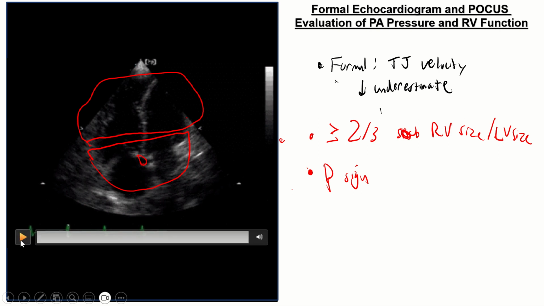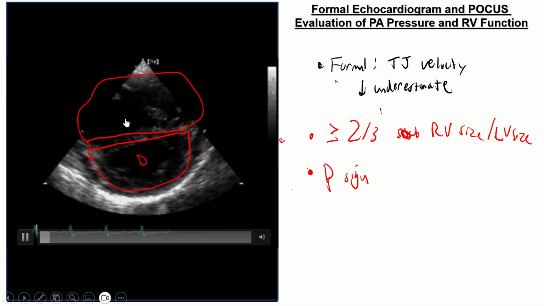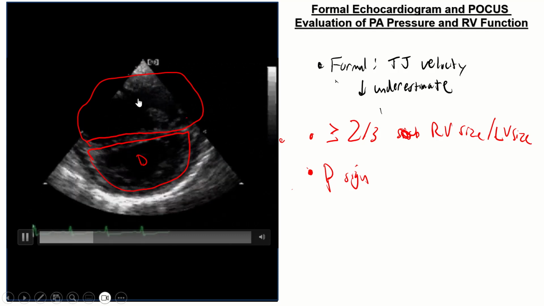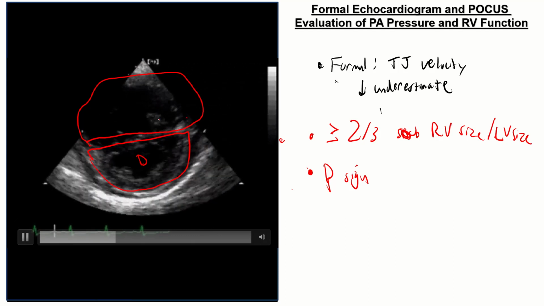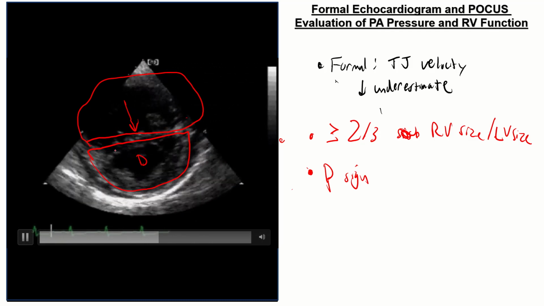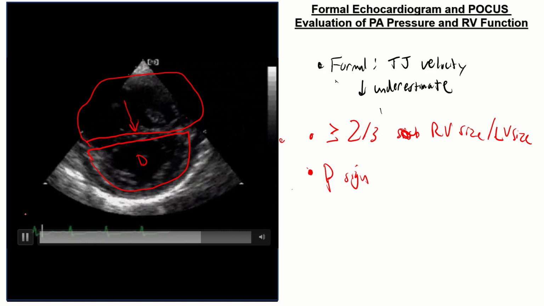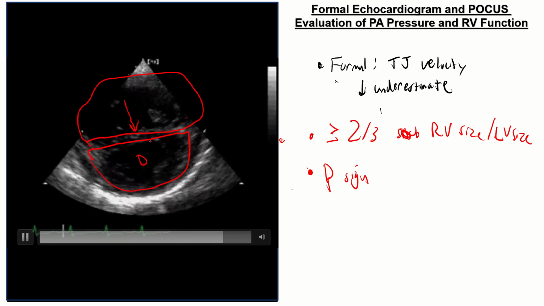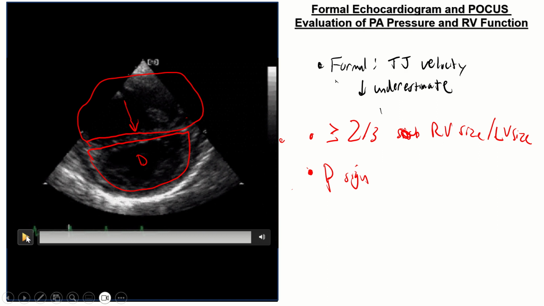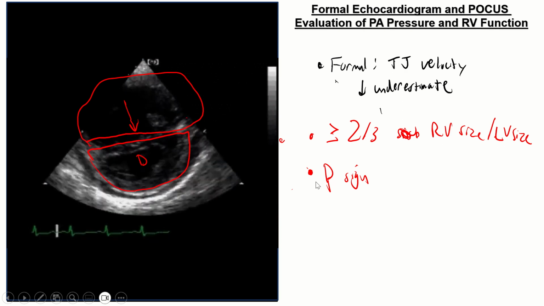What's going on here is that the RV pressure is higher than the LV pressure. So during systole, you actually see that bowing of the RV going into the LV as well. The LV should look like a donut, a circle, but here you can see that the LV looks like a D sign. It's because there's septal bowing from RV pressure pressing onto your LV. That's going to be called your D sign that you see in short axis view.